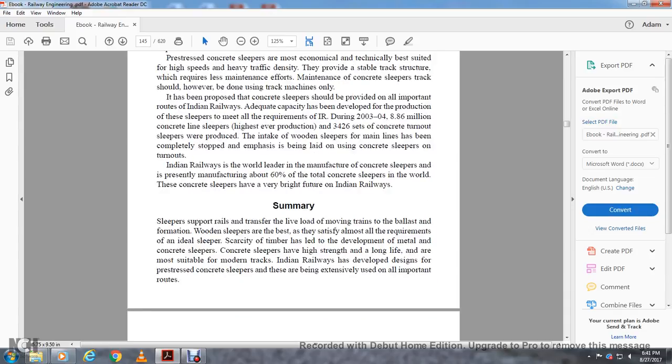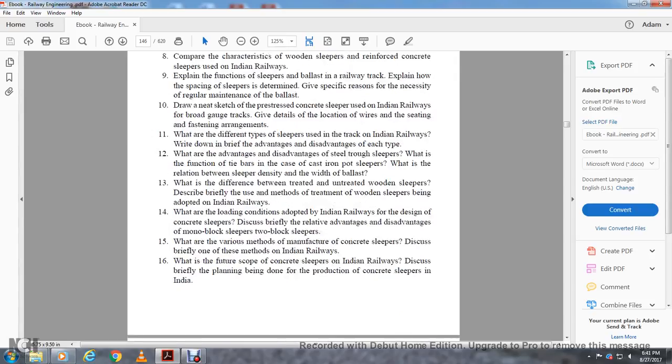Sleepers support the rails and transfer the live load of the moving train to the ballast and the formation. Wooden sleepers satisfy almost all the requirements of the ideal sleeper. The scarcity of timber has led to the development of alternatives such as metal and concrete sleepers. Concrete sleepers have high strength and long life and are more suitable for modern track. Indian Railways has developed and designed pre-stressed concrete sleepers that are now being extensively used on all important routes.